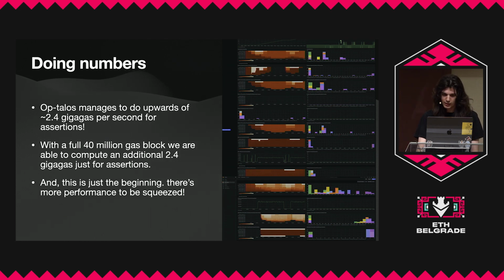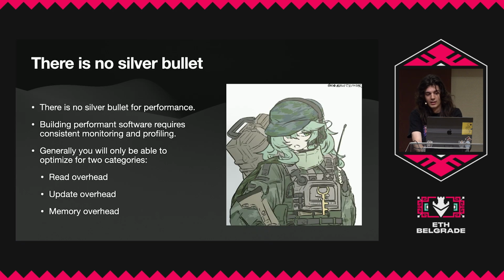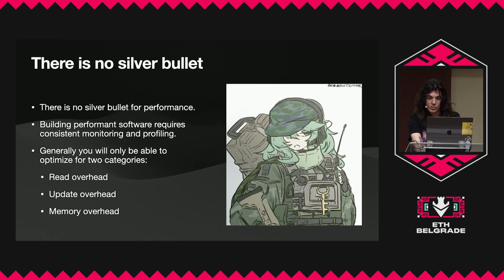So now to answer the question everyone here is for: what makes it so performant? Even though it would be very nice if it existed, there is no silver bullet for performance. To build performant software, you need to be constantly monitoring and profiling the code you write. When designing access methods for data structures, databases, systems, whatever, there generally exists a three-way trade-off: read, update, and memory overhead. If you choose to optimize two of the above, the third one will suffer.